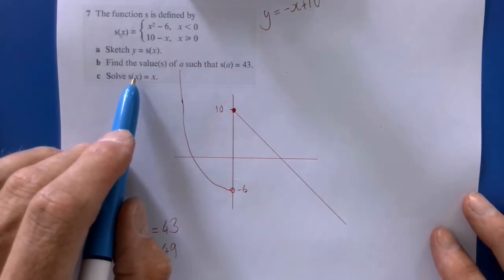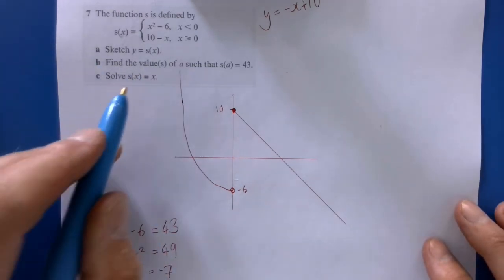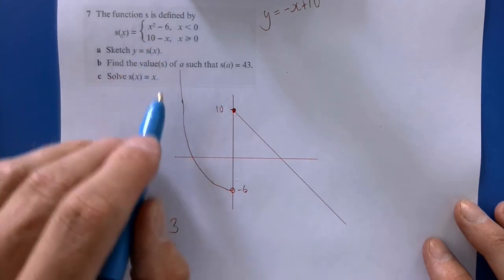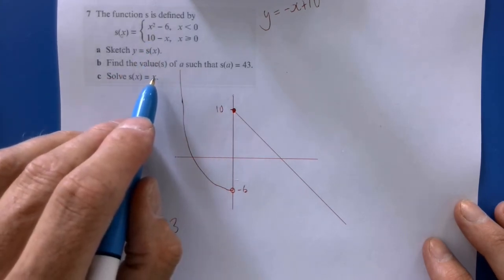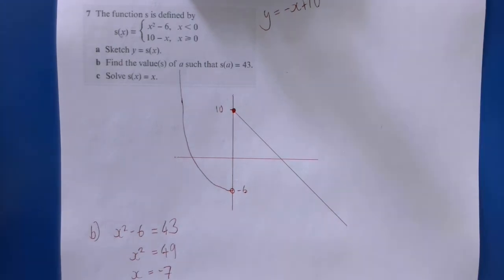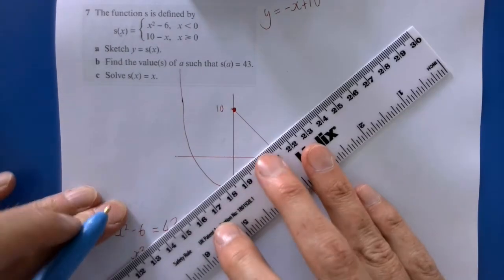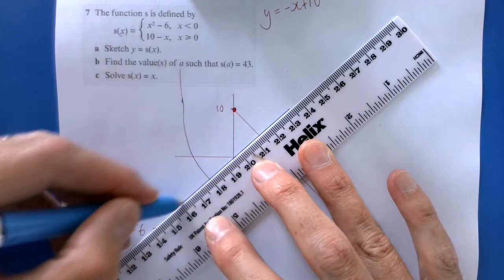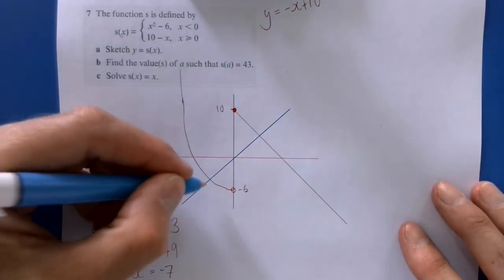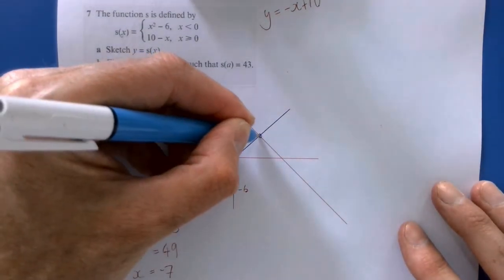So I've sketched s of x. We can use whatever letter we want. So I've sketched y equals that. So now to work out this, I need to sketch y equals that. So the y equals x line looks like this. And that's going to intersect twice. That's going to intersect here and here.